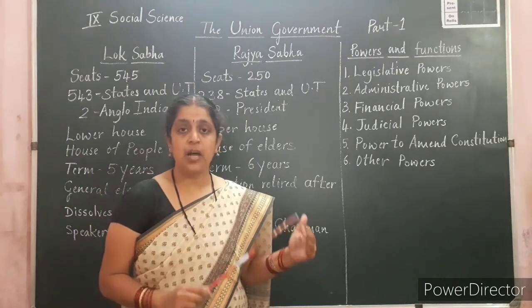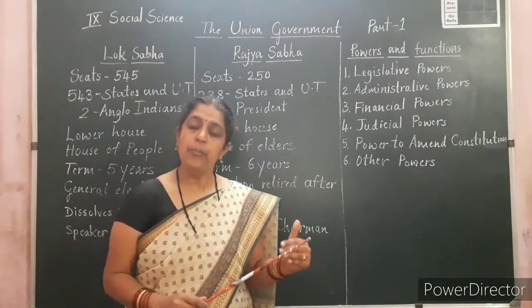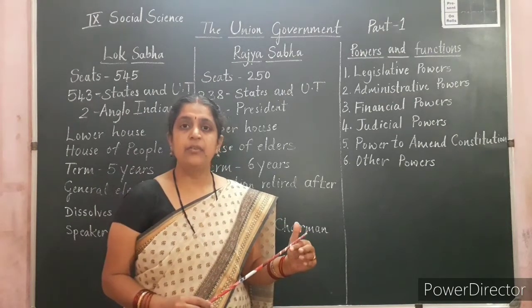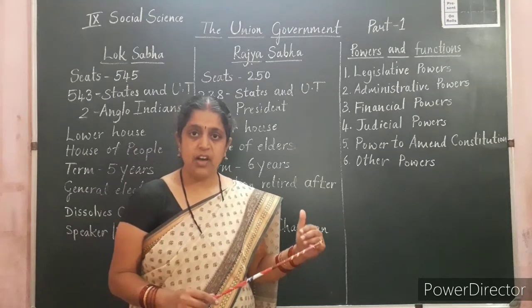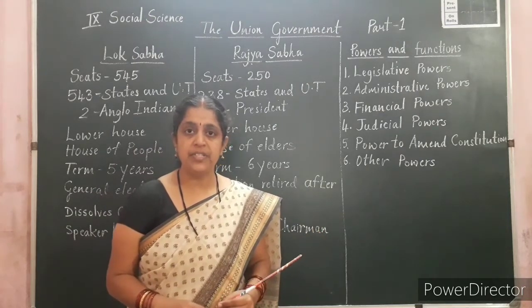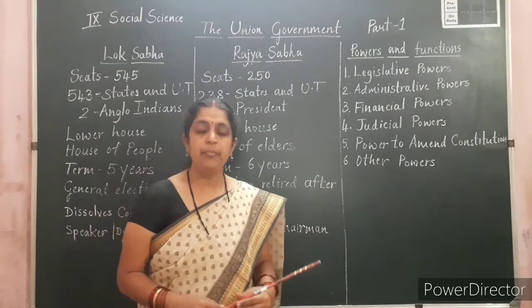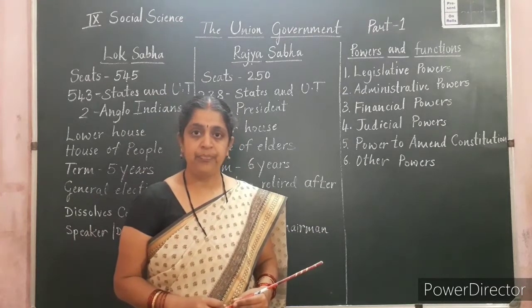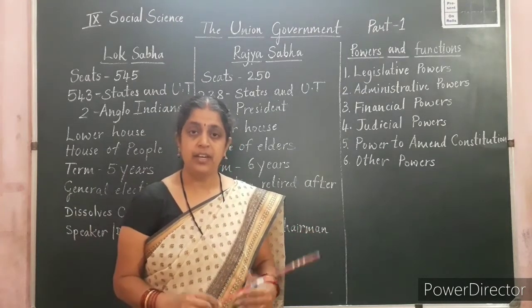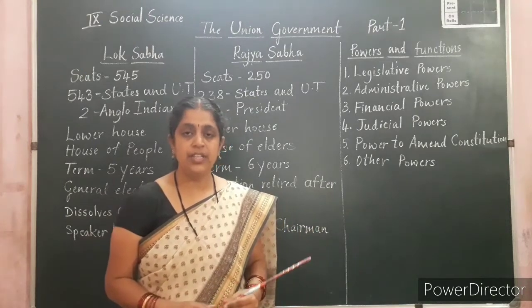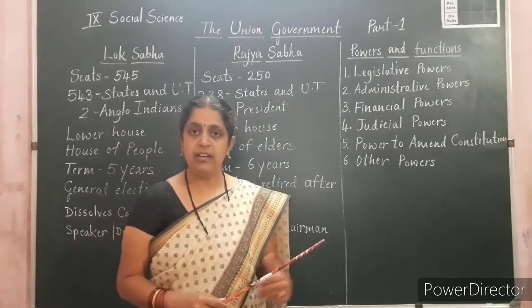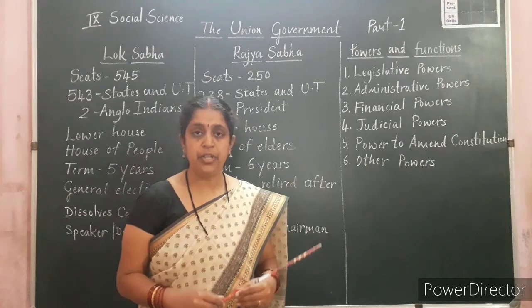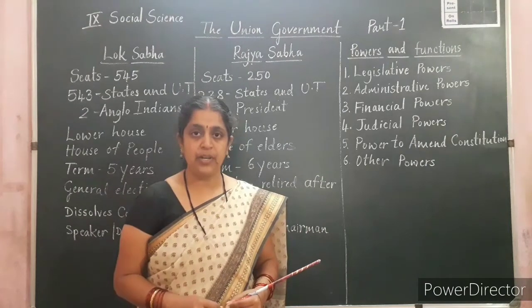Both the houses' approval is necessary in order to pass the bill. When there is a discussion or disagreement between the two houses regarding a bill, the president may call the joint session of the parliament and resolve the matter. Then afterwards it is forwarded to the president for the final approval.